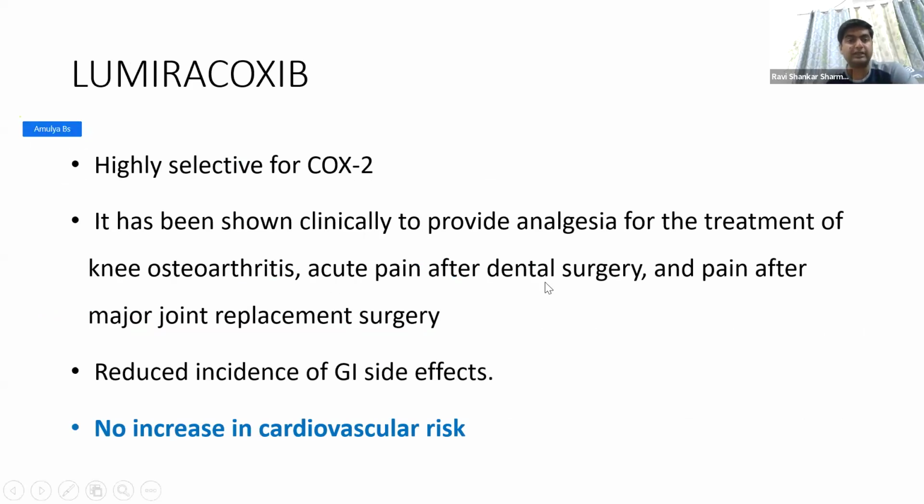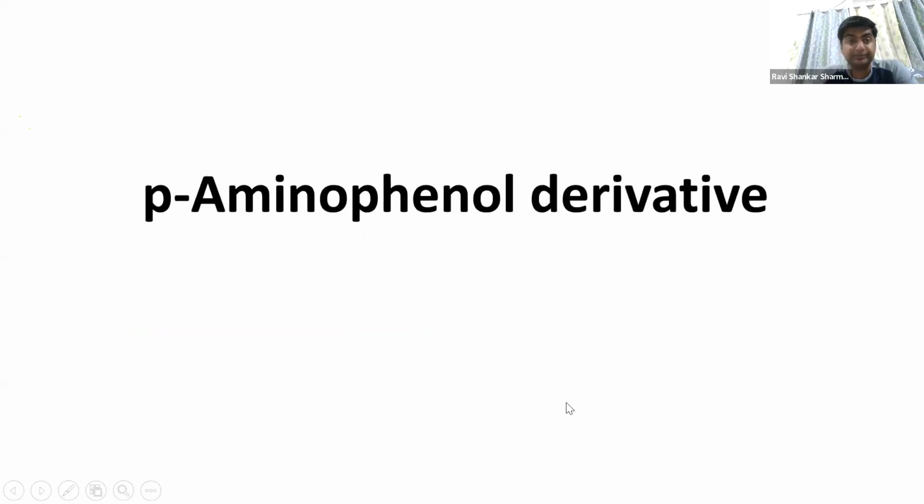Lumiracoxib, yes, it is highly selective for COX-2. Okay, and it has been shown clinically to provide analgesia for the treatment of osteoarthritis of the knee, and it has a reduced incidence of GI side effects. Again, this is a longer duration drug.